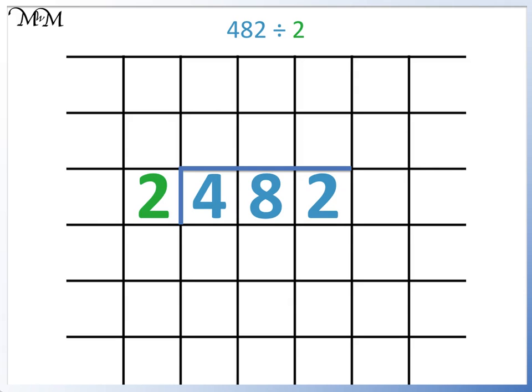2 goes into 4 twice, so we write the 2 above. Next, we find how many times 2 goes into 8. 4 2s are 8, so we write 4 above. And finally, 2 divides into 2 once, so we write 1 up here. We've now completed the short division and found that 482 divided by 2 equals 241.